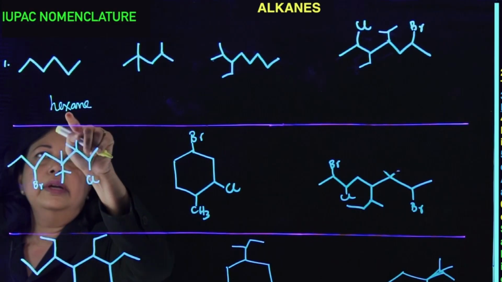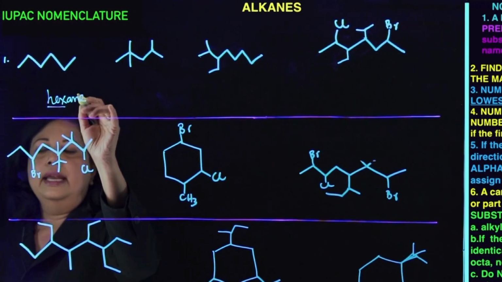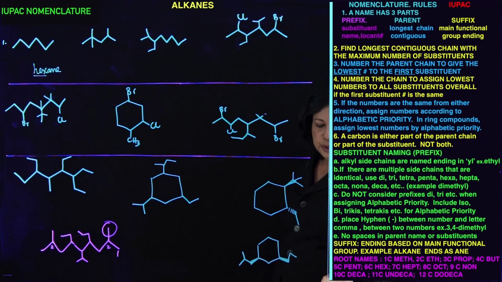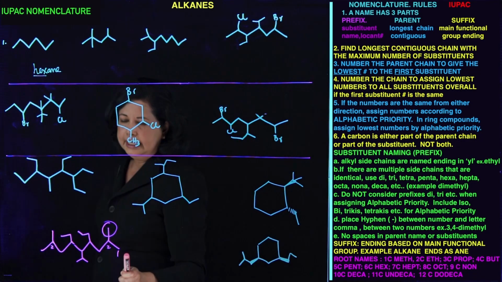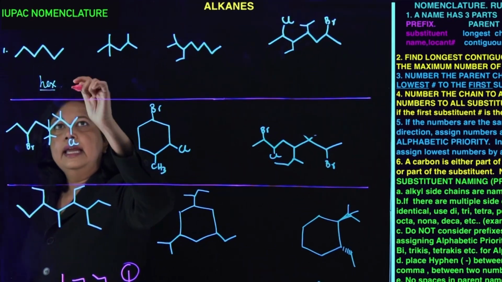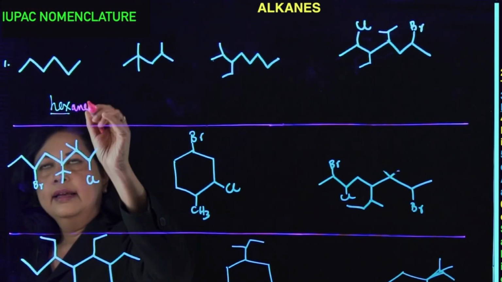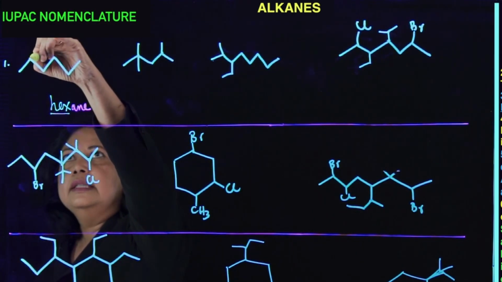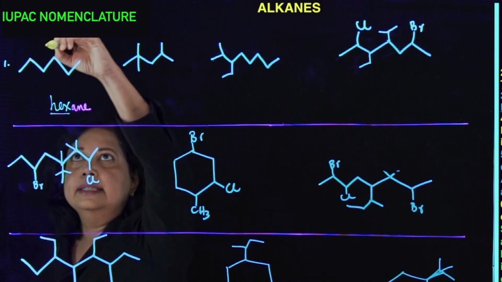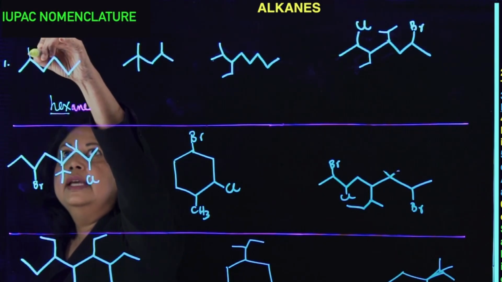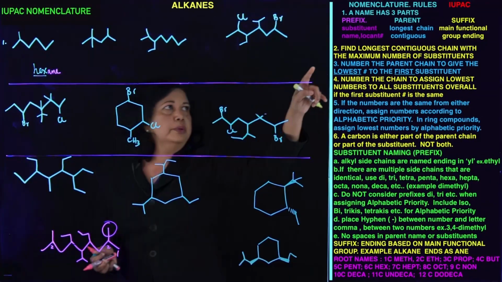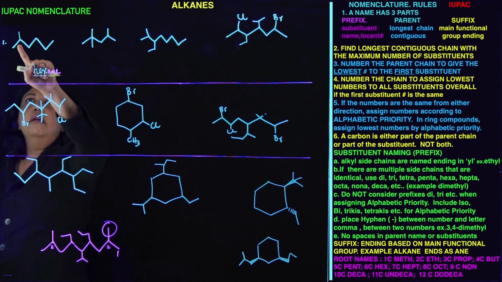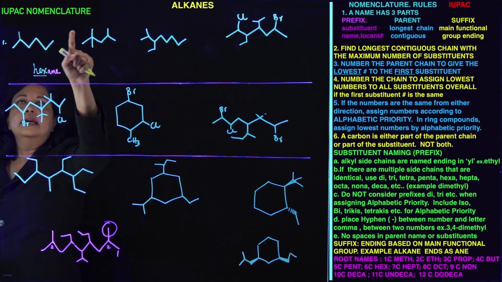So this is your parent, root, and your suffix is the main functional group. In this case, we really don't have any functional group. They're just basically alkanes. So this is ane. Let's say I decided to propose a substance. This one has a branch sprouting out like this. Then you have to go by the rules. So longest chain can be this or this.